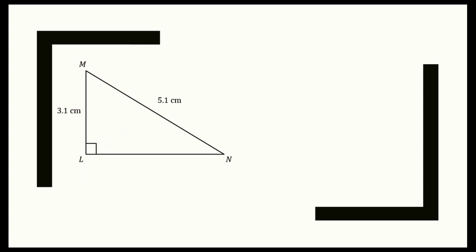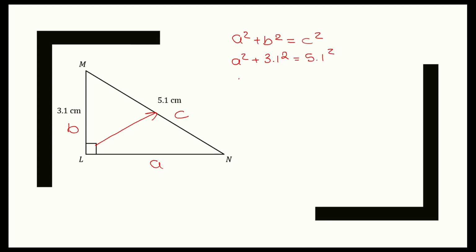Now let's have a look at a question when we know the longer side and are looking for one of the smaller sides. It is important that we start this question like any other question. We label the side opposite the right angle as c and the two shorter sides as a and b. Writing out Pythagoras as a squared plus b squared equals c squared. Substituting the two values we know, b being 3.1 and c being 5.1, gives us a squared plus 3.1 squared equals 5.1 squared.